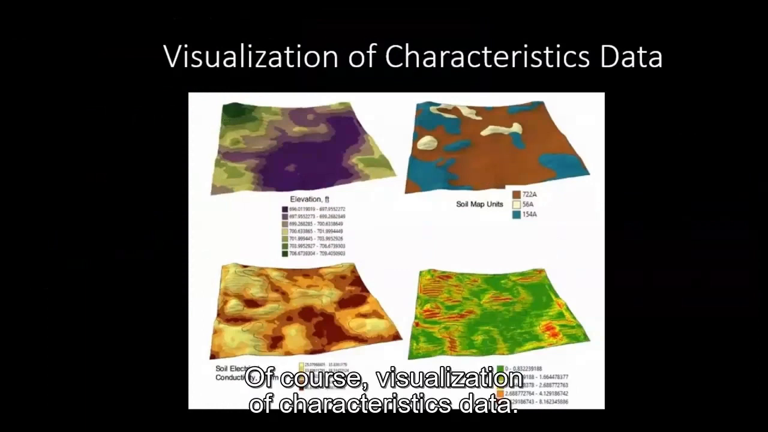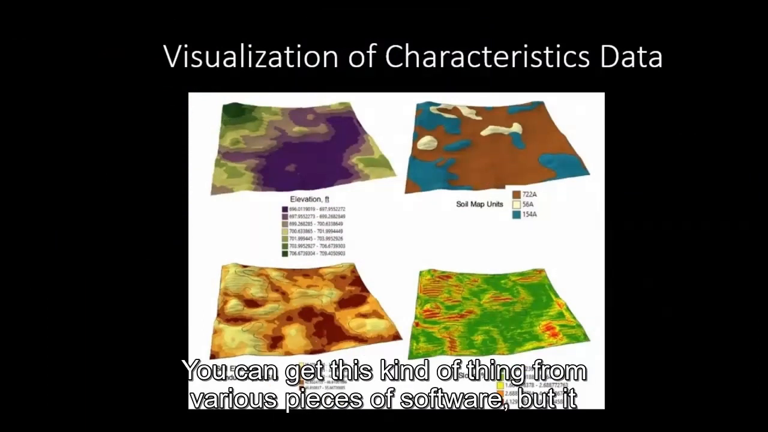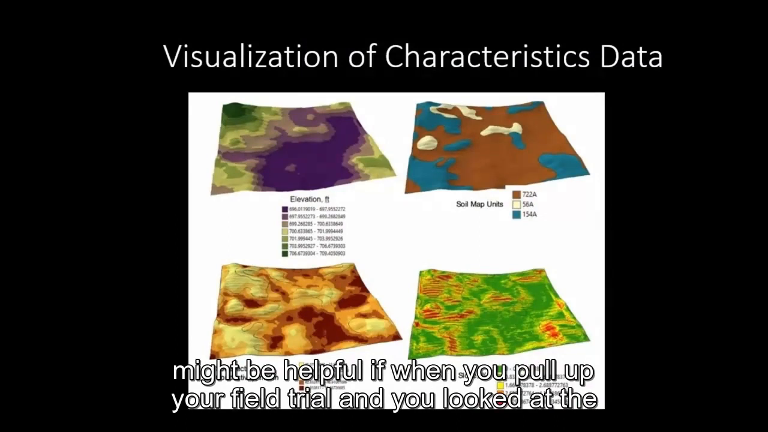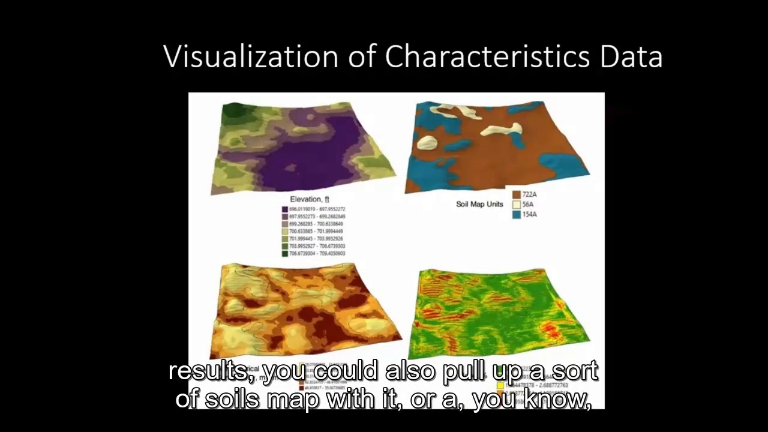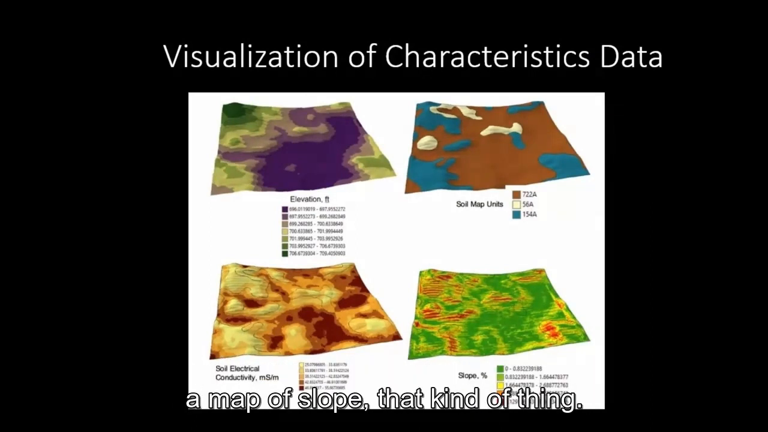Okay. Of course, visualization of characteristics data. You can get this kind of thing from various pieces of software, but it might be helpful if when you pulled up your field trial and you looked at the results, you could also pull up a soils map with it, or a map of slope, that kind of thing.